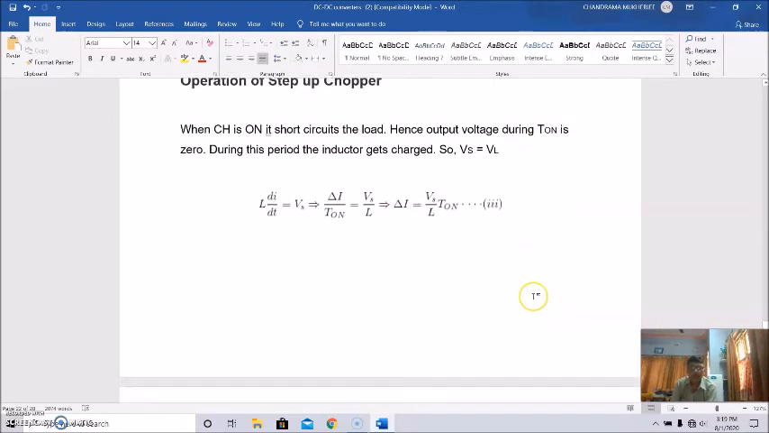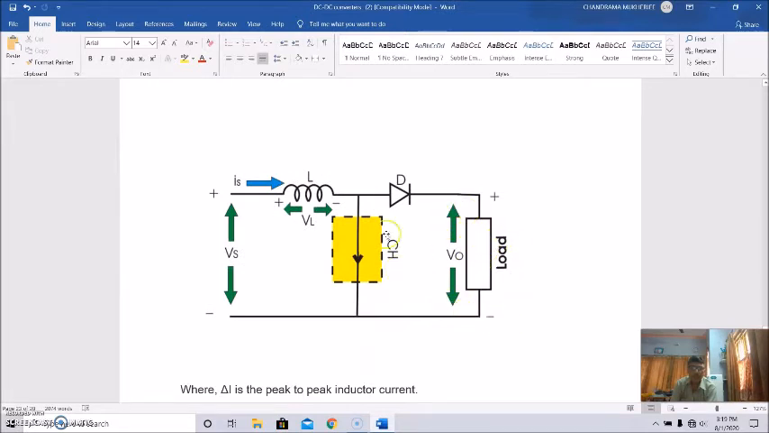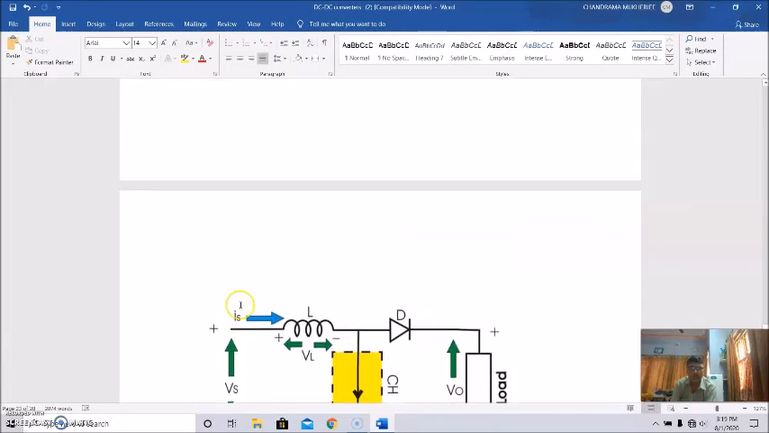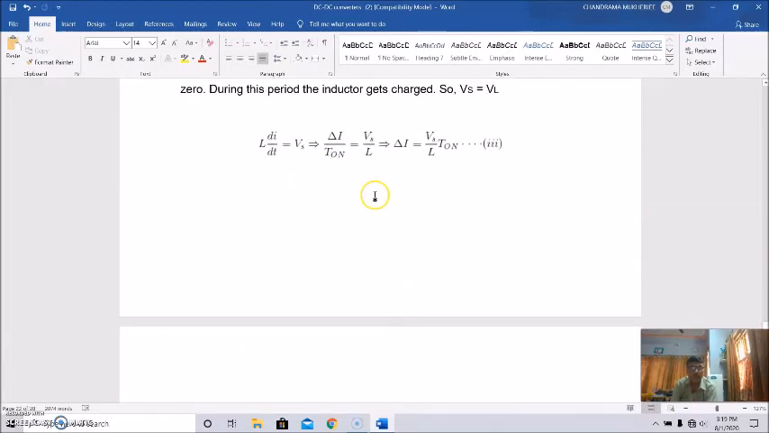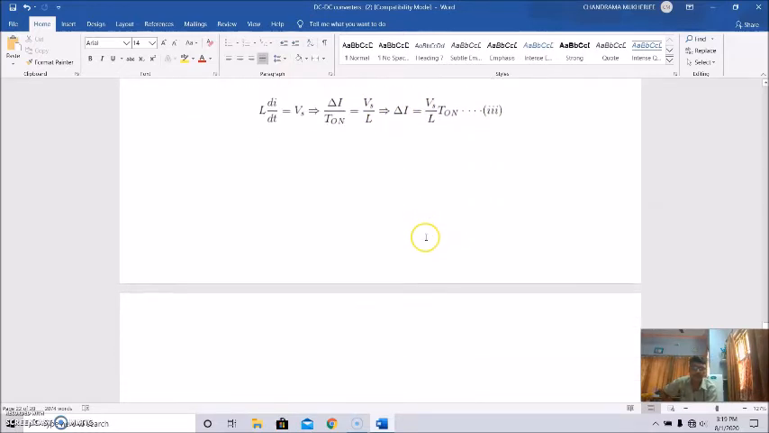Now during on, the chopper is on, so the output is short circuited by the chopper, so Vs equals VL, and the load voltage is 0. So Vs equals VL, and VL equals L di/dt. Here L di means delta I and dt means turn on. So we can write delta I equal to Vs by L into turn on. This is the equation of delta I.